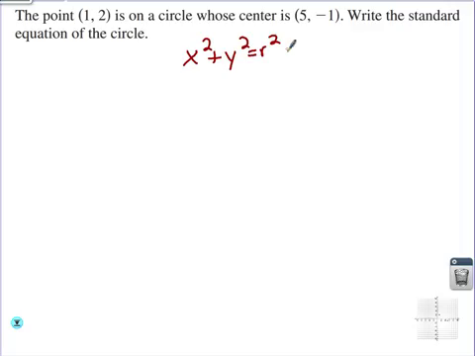1, 2 is on the circle. The center is 5, -1. Well, we can use this. If the center is 5, -1, somebody help me with this. X minus 5, and y. Hey, we're nearly done, right? But we don't have a radius.